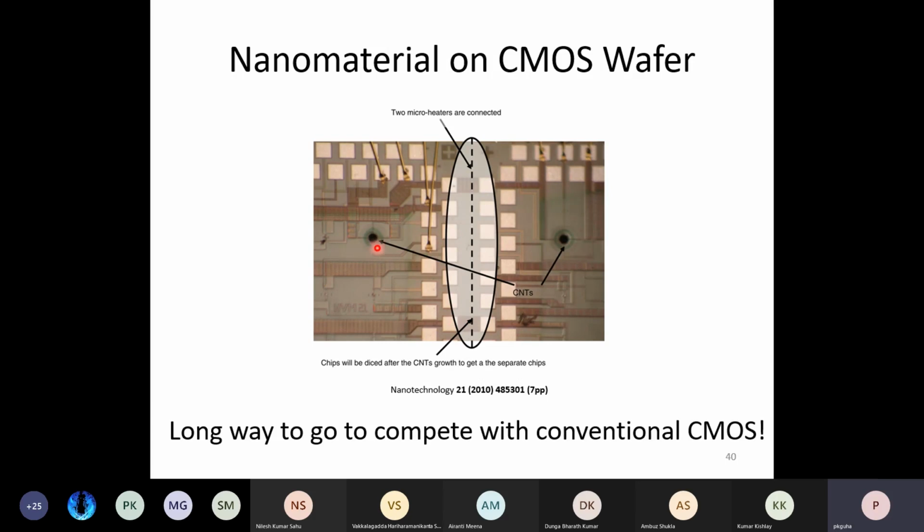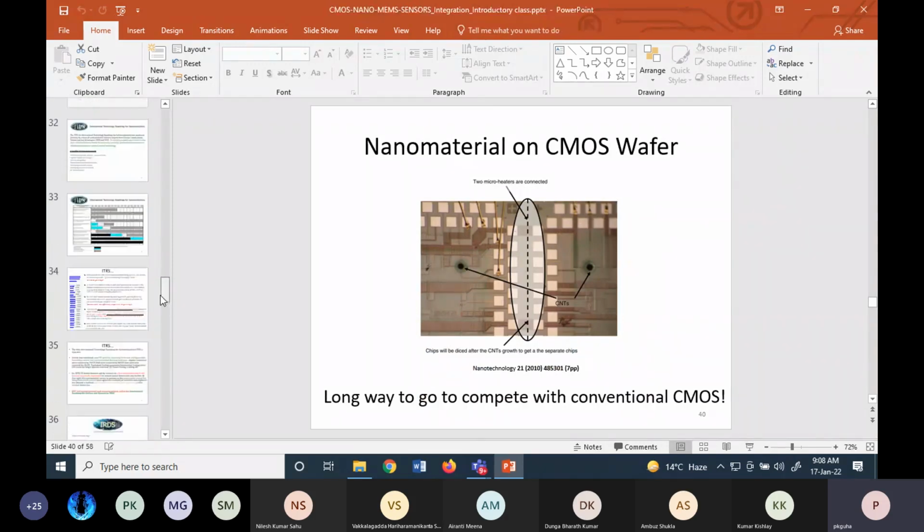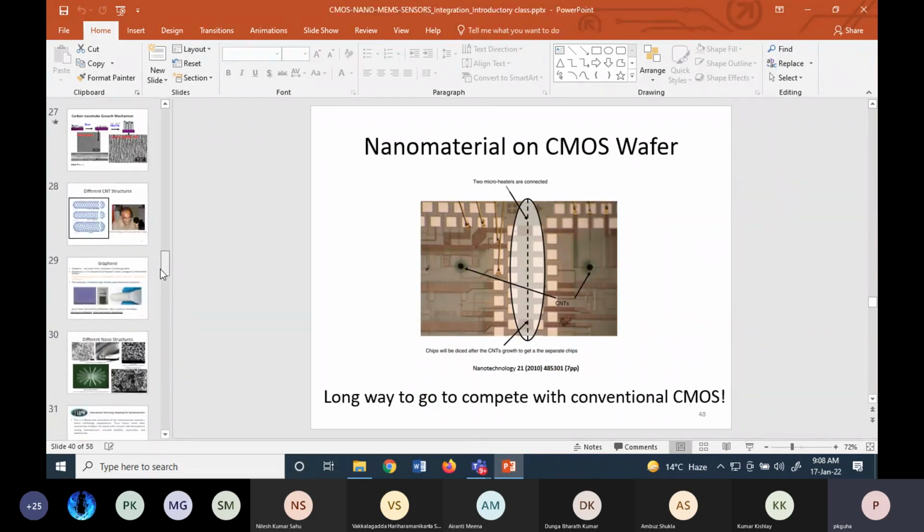So these carbon nanotubes, the way we made them, it's not important right now, but just let me tell you that in case of carbon nanotube, let me go back. Although I said that I will discuss that later on, let me just go back to this slide.